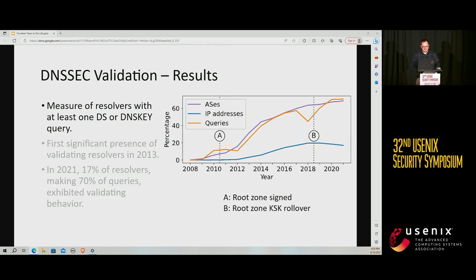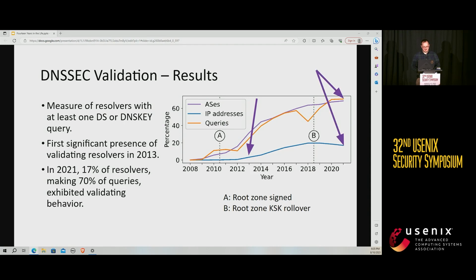Now for DNSSEC, to detect resolvers using DNSSEC, we look for those requesting at least one DS key or DNS key record. Deployment of DNSSEC validation has been slow. There was no significant deployment of DNSSEC validation until 2013, 3 years after the root zone was signed and made publicly available. In 2021, 17% of resolvers appeared to be validating, accounting for 70% of queries analyzed. This is actually an encouraging data point. It appears that DNSSEC validating resolvers, though relatively few in number, produce a disproportionately large volume of traffic.